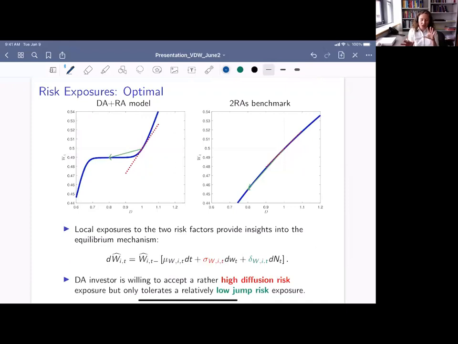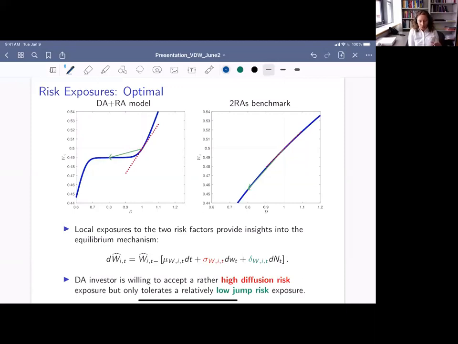And once again, I compare two models, our model on the left and the benchmark model with risk-averse agents on the right. So the solid blue line in all panels is the equilibrium balance of agent A, right? So remember, this was in our model, this is the disappointment averse guy. In the benchmark, this is the more risk averse guy.